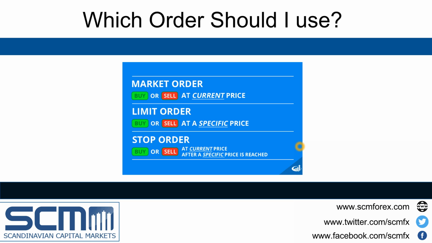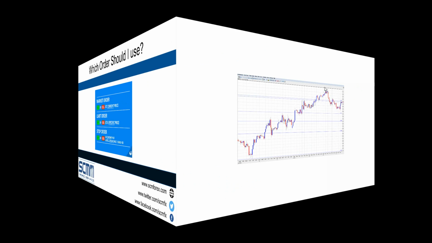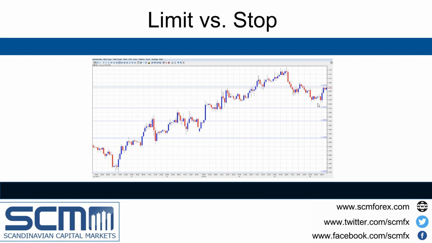The same could be said for a stop order. However, that stop order is only triggered after a specific price has been reached. So let's take a brief look here. So again, a market order is, let's see here, we got this little chart here and basically 1.3082. So if I wanted to get into the market right here, I hit buy, I hit sell, I'm in the market at whatever the spread is.